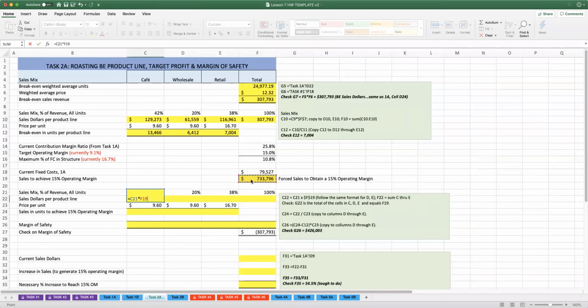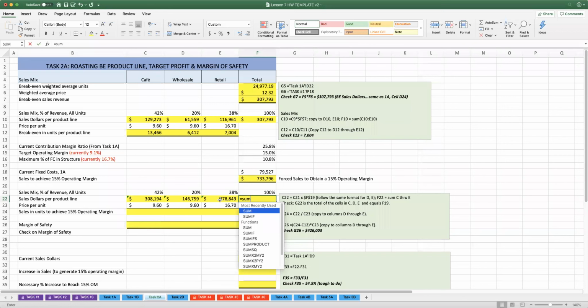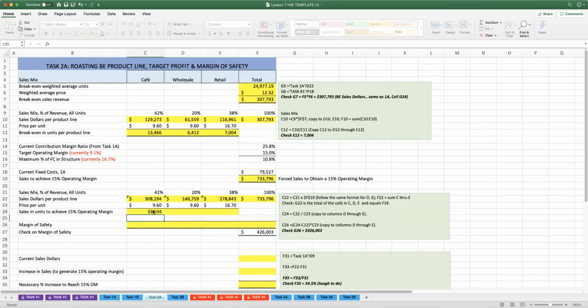We anchor down the F piece. We can copy that across, and then we can add it up just to double check our work. Should equal 733,796, yes. All right, and divide out. So this is sales dollars divided by price to get quantity. Copy. All right, so look, we'd have to sell this per pound of coffee on this. It's a huge increase. Here we'd have to sell this number of pounds of coffee wholesale.